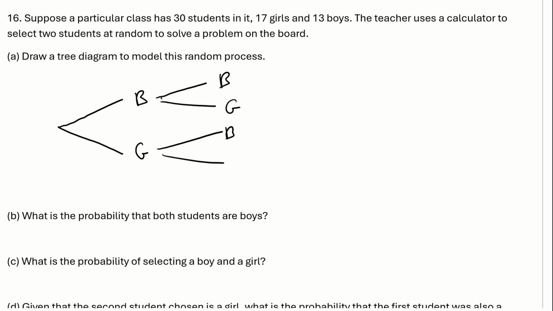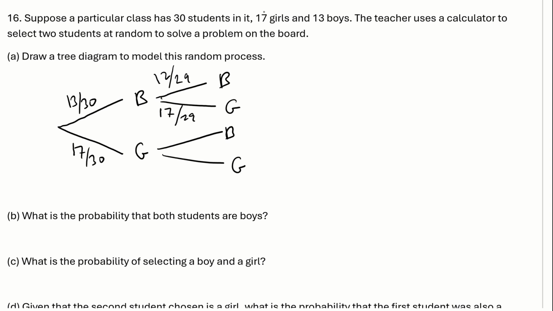Now, if you choose a boy, there's 13 out of 30 boys. 13 out of 30 students are boys. 17 out of 30 students are girls. Now, if you choose a boy, then remember, you're going to have 12 out of 29, right? 29 kids. Once you choose one of the students, you have 29 students. Once you choose one boy, then you have 12 now. But you still got 17 girls if you choose a boy, right? Because you didn't take away from the number of girls. But there are still only 29 students.